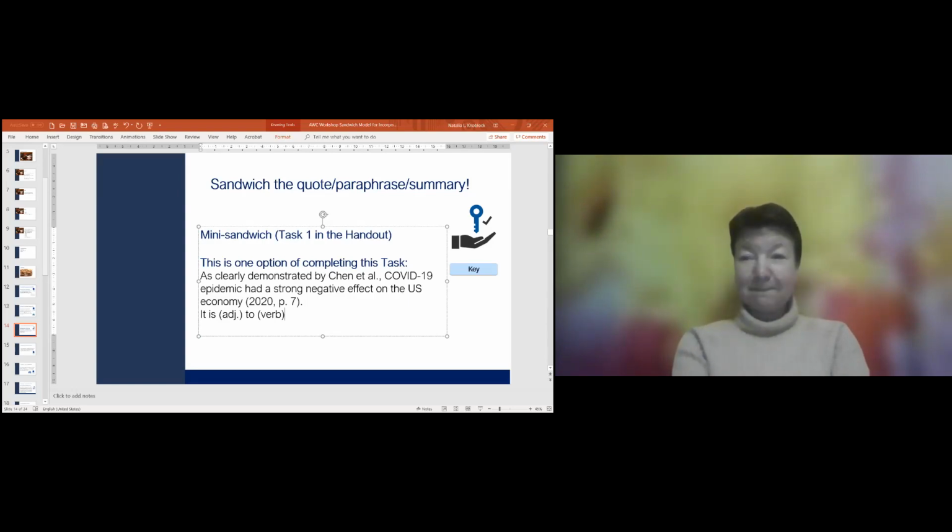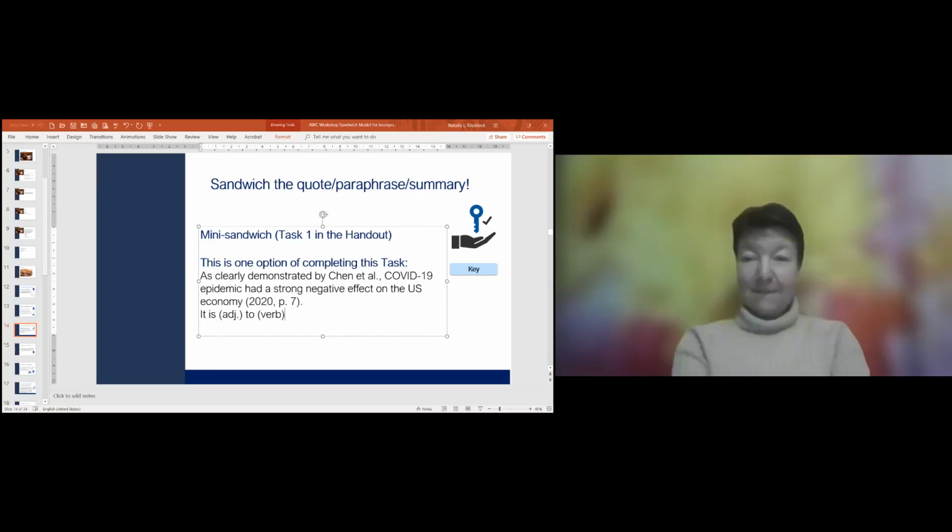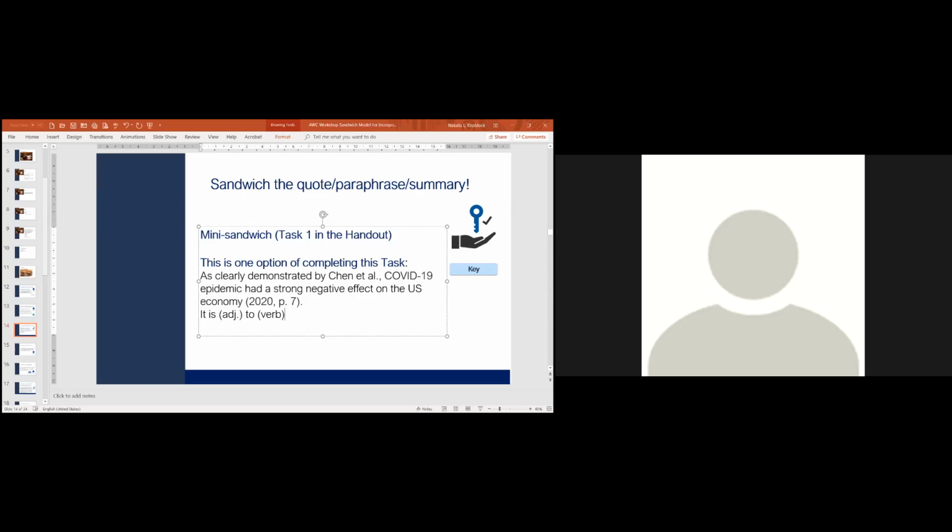More questions? Hello, I have got a question. Yeah, may I ask you? Sure. I don't actually understand one thing about the reporting verb. As you say, by using the reporting verbs, we are showing our attitude to the information presented by the author.